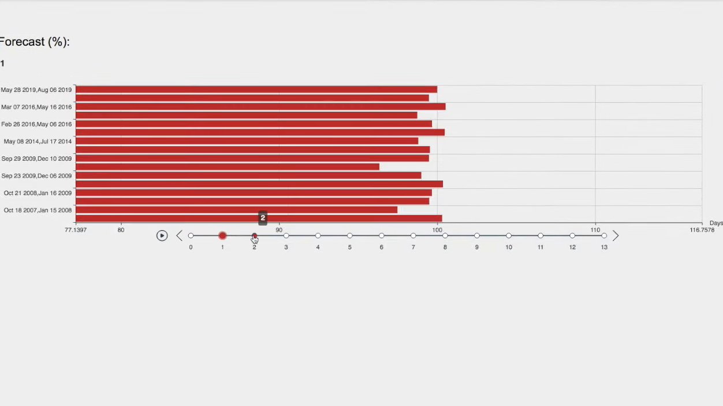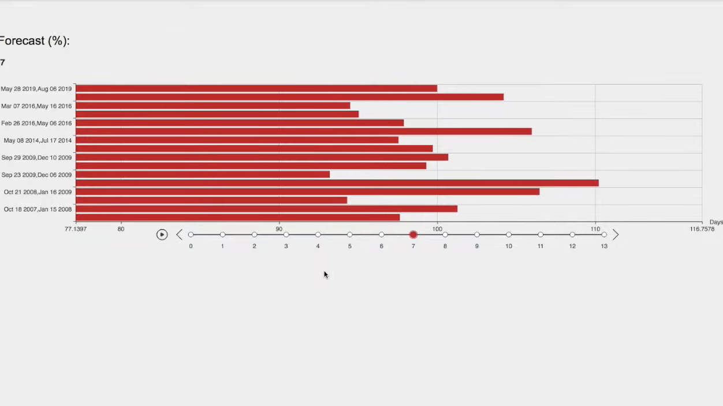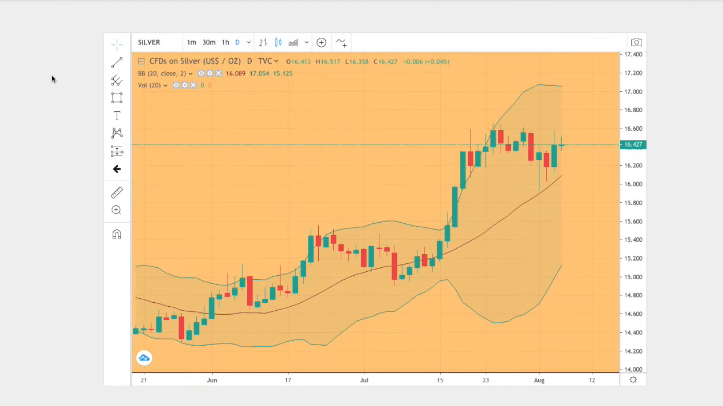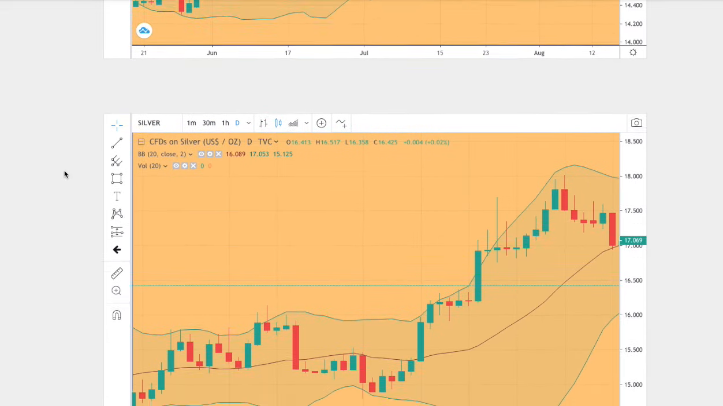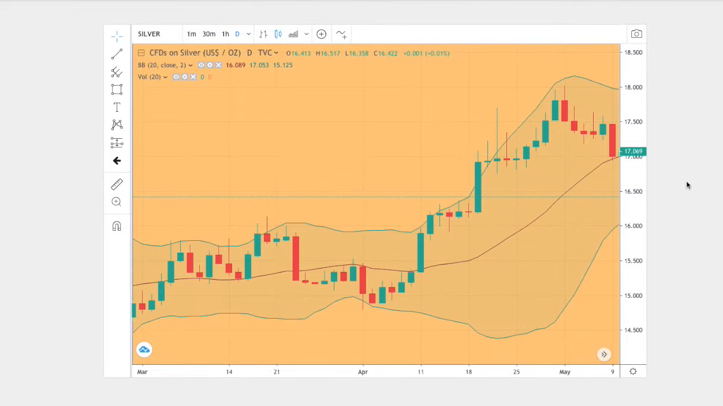So we have 1 day out, 2 days out, 3 days out, 4 days out, 5 days out, 6 days out, and 7 days out. So which one of these forecasts should we focus on? We do this by comparing the current trend right here to the trend in question. And this trend dates back to March 2nd, 2016 to May 11th, 2016.